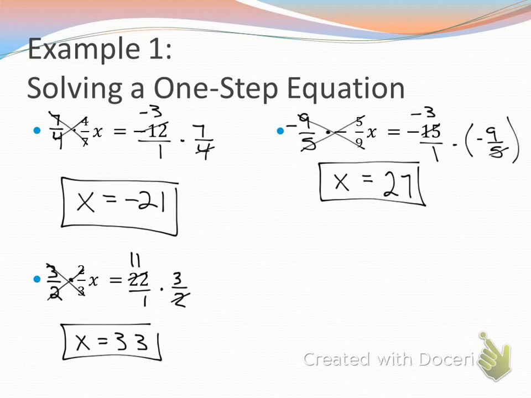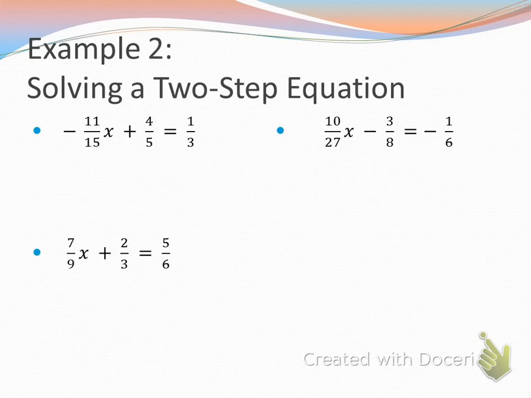Now, in example 2, we talked about how I now have more than one fraction. So what do I have to do first? Find the LCD so I can clear my fractions. I want to be able to clear my fractions, so that's why I need to find my LCD. I do that by multiplying every term in the equation by my LCD.